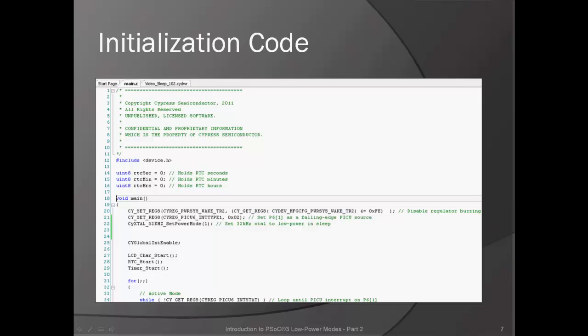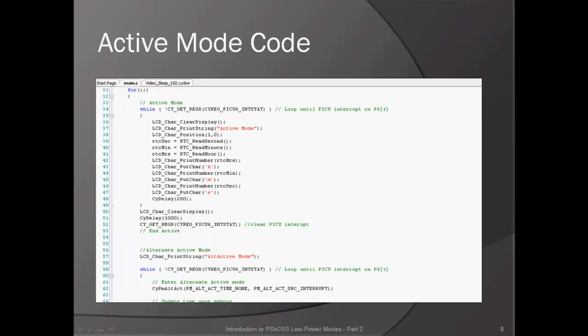Line 21 sets pin 6.1 as a pin interrupt source with a falling edge trigger. Line 22 sets the 32 kHz crystal drive mode to low power during sleep. After initialization, the major components are started, shown in lines 27 to 29, and the code enters the main loop.